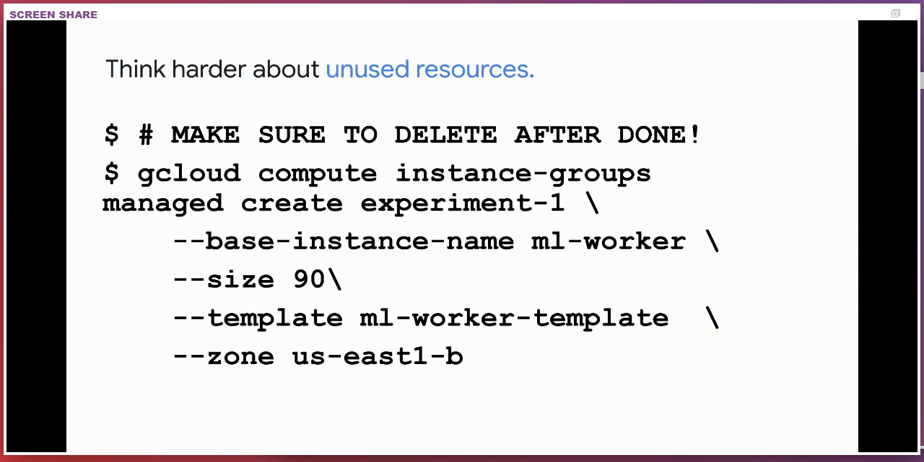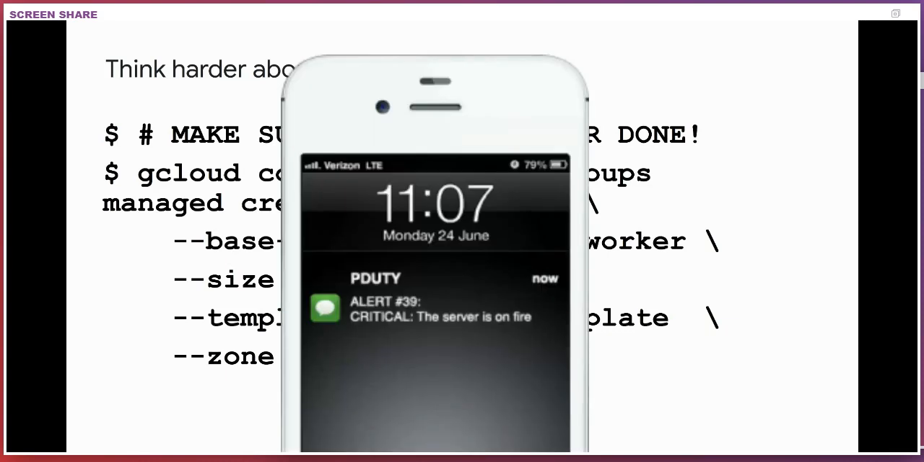oops, I got paged, and I had to go deal with something and solve an issue with the existing production that we have. And then after that fire was put out, which took days, you had to go back onto your secondary project and wait, you totally forgot to clear out your experimental instance. And now you've just blown through your entire R&D budget for the whole month, perhaps in weeks or even days or even hours. It is possible to do that. So, just think harder about unused resources as a developer and keep an eye out for those.